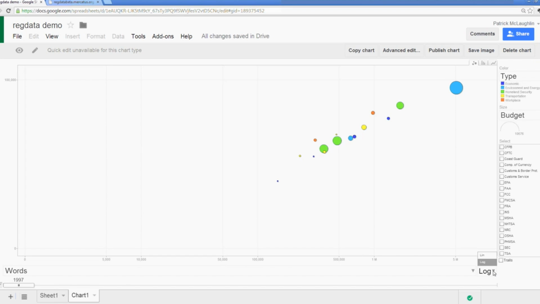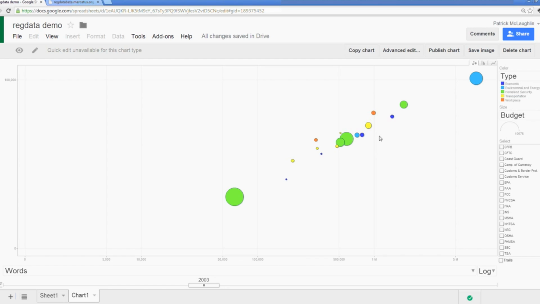On the y-axis here we have restrictions, and this is on a log scale, by the way. On the x-axis we have words. It's also on a log scale. And now you're seeing it grow over time. So as these move to the top right, these agencies are getting more restrictive. That was the birth of TSA. That bubble just popped up there. And by the way, the size of these bubbles corresponds to the budgets of these agencies. So a bigger bubble, bigger budget.